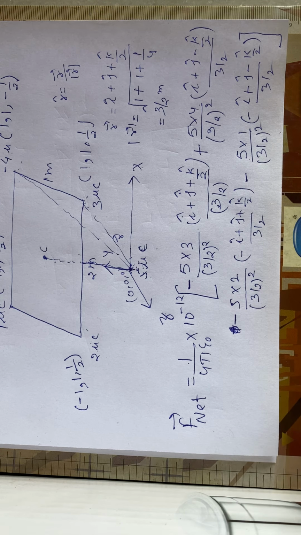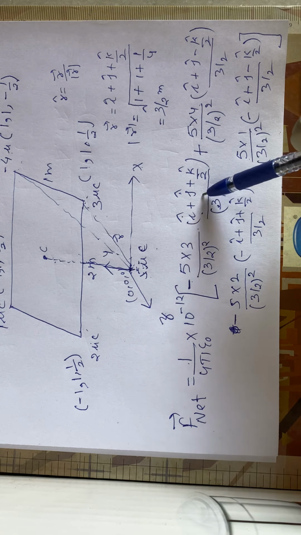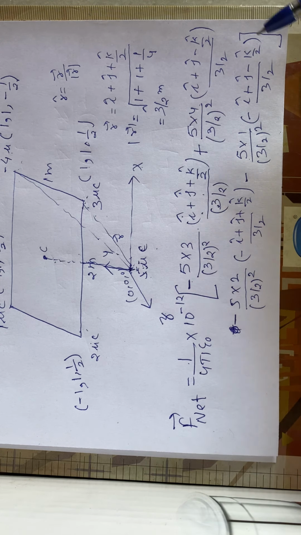The next thing you have to do is collect the coefficient of i cap, j cap and k cap, and then you can easily find the net force in vector form, in i cap, j cap and k cap. The same way you can also get the magnitude of the force.